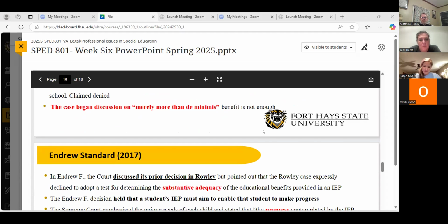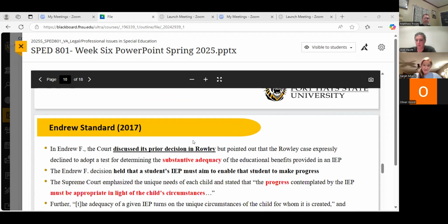So in Andrew F., the court discussed the prior decision in Rowley and pointed out that the Rowley case expressly declined to adopt a test for determining the substantive adequacy of the educational benefit. The Andrew F. decision also held that a student's IEP must aim to enable the student to make progress.